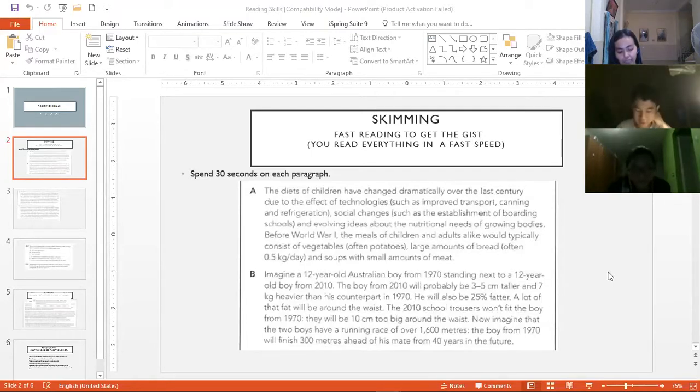Okay. So I give you 1 minute to read the two paragraphs. 1, 2, 3, start. A minute. Remember, skimming, you read fast to get the gist or general information of the text and the main idea.